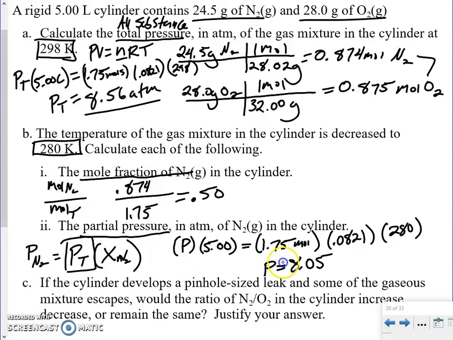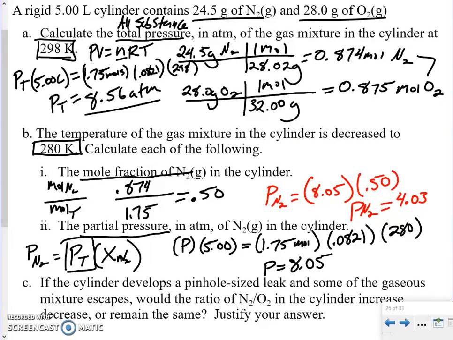Not done yet. Okay, from here we plug that back into our equation with our mole value up here. So the partial pressure of N2 is going to be equal to the total pressure of 8.05 times the mole fraction, which is essentially 0.50, so we'll just grab it from there. And we get the partial pressure of N2 to be, with all proper sig figs accounted for, 4.03. That's what we'll call that, with proper sig figs.